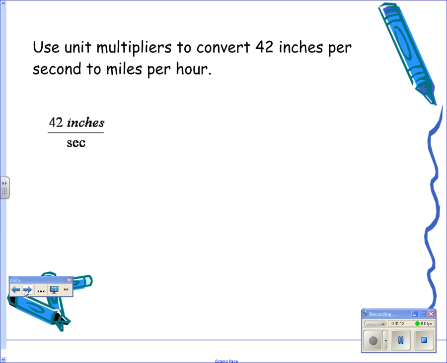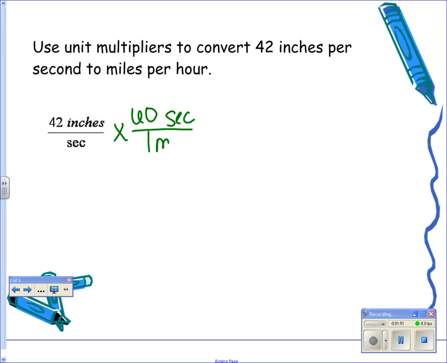You go inches to miles and you go seconds to hours. Your final answer will be in miles per hour. Does that make sense? Right now it's in inches per second, and we're going to convert it into miles per hour. So we've got inches per second. Which one do you want to start with, inches or seconds? Seconds, okay.